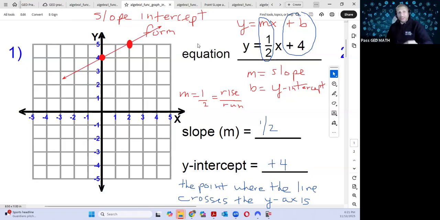So you need two things for an equation of a line. You need the slope and you need the y-intercept. To graph a line, you either need two points, or the y-intercept and the slope, and that's how you can graph your line. Okay, let's try another one real quick.